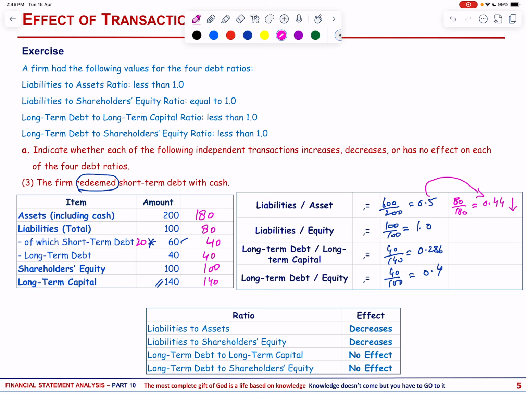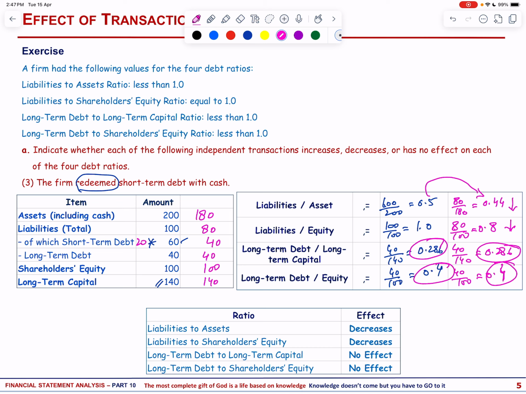The liabilities to shareholders equity will all be 80 upon 100, that is 0.8. So it has decreased again for the liabilities to equity. Coming to long-term debt to long-term capital ratio, that is going to be 40 over 140, that is equal to 0.286. You can see there is no change in this case. And then finally, the long-term debt to shareholders equity will be 40 over 100, that is equal to 0.4. So once again, there is no change in the ratio.